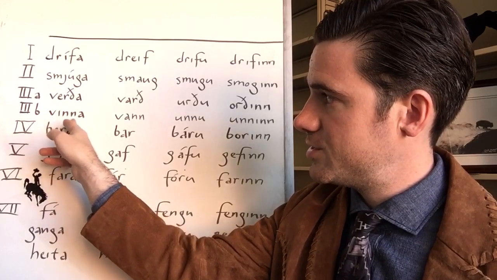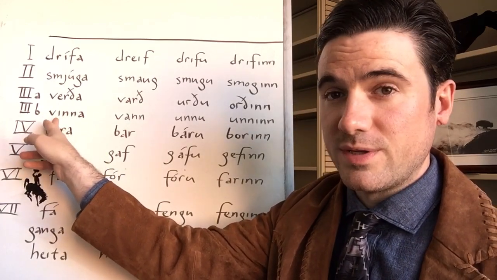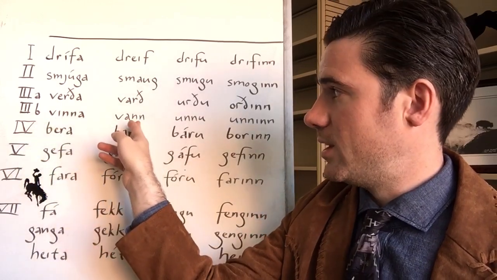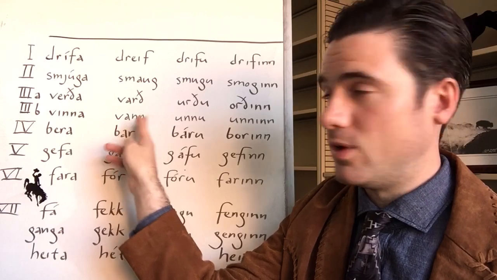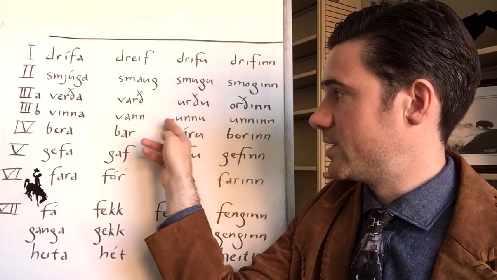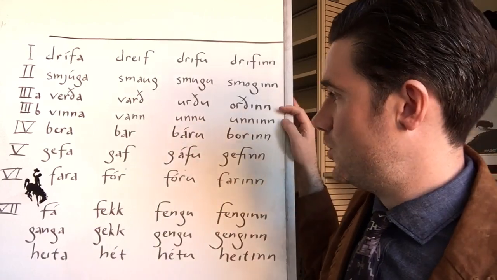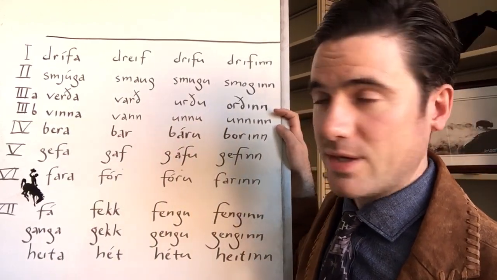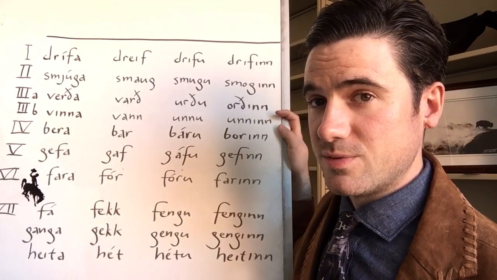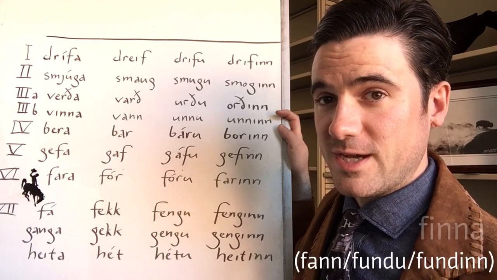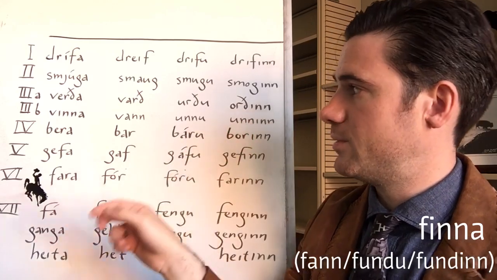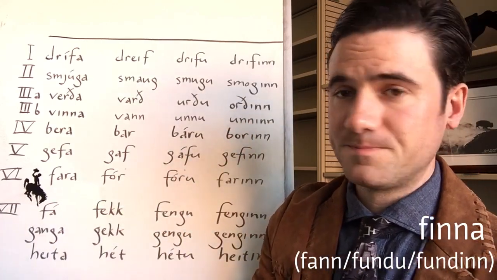3B are like 3A. They have 2 consonants after the root vowel, but the root vowel in 3B is an I, not an E. So vinna, to work or to win. Past tense, third singular, vann, he, she won. Past tense, third person plural, unnu, they won. Again, with the V dropping out before U. And unnen, they have worked, they have won. The other strong verbs that have an I and then 2 consonants work the same way. So finna, to find, fann, fundu, fundinn, with the same vowels in the same slots.